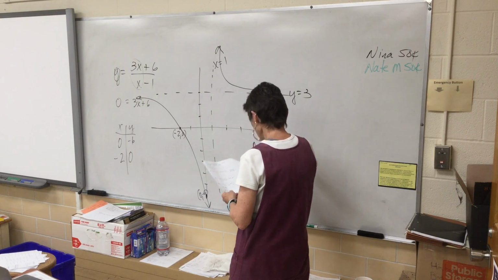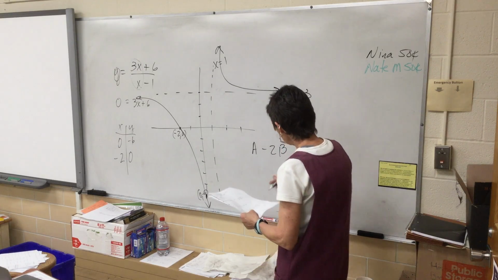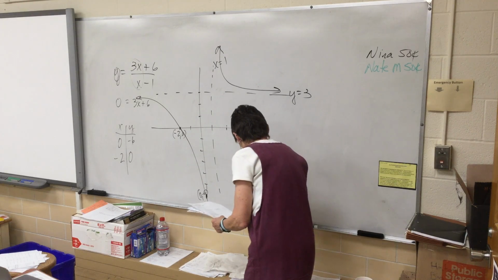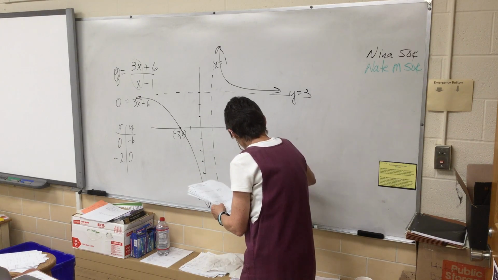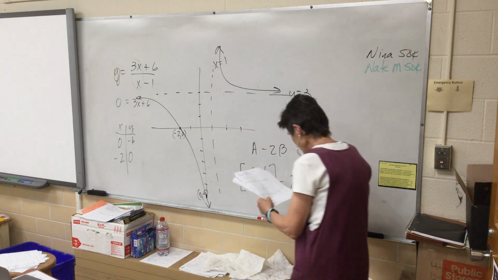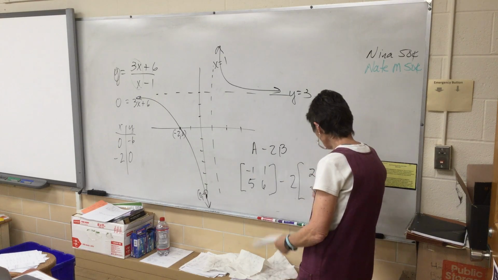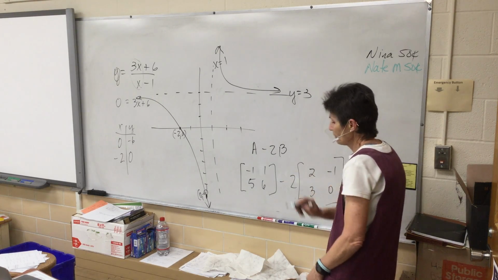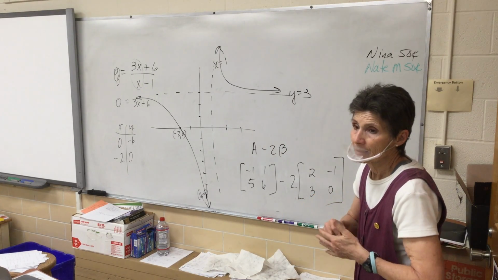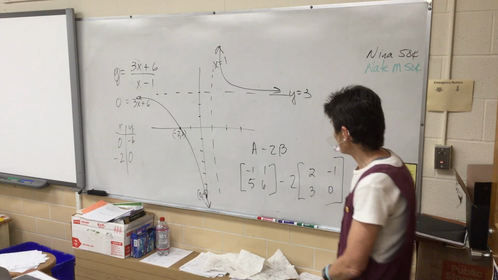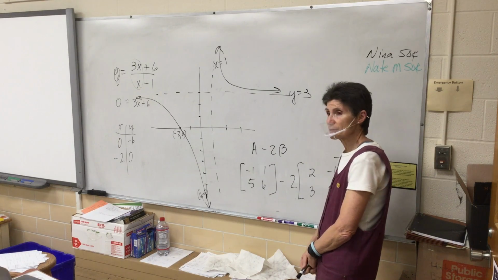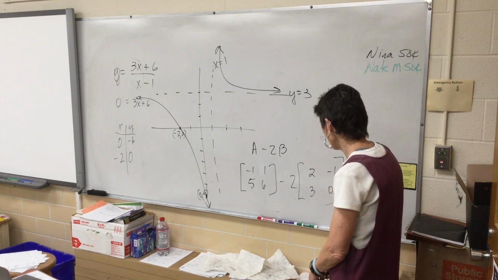A minus 2B, and A is the matrix -1, 1, and 5, 6. And B is the matrix 2, -1, 3, 0. Now, first of all, is that a doable problem? Because sometimes it's not. That one's okay, because these are the same size. And addition and subtraction is all about being the same size.